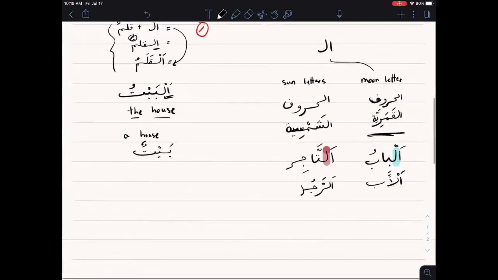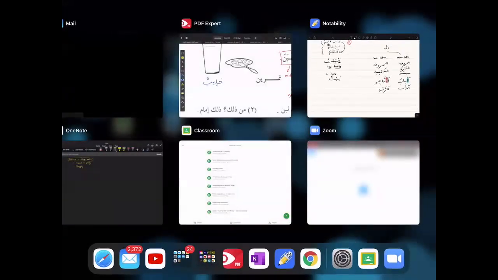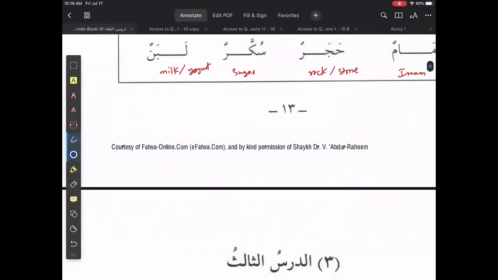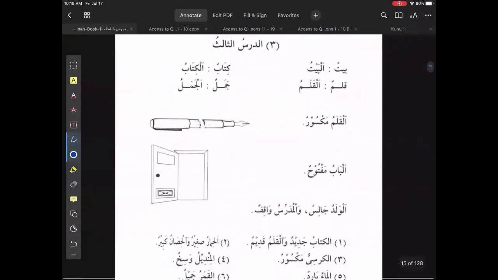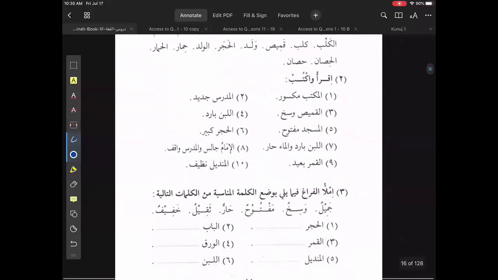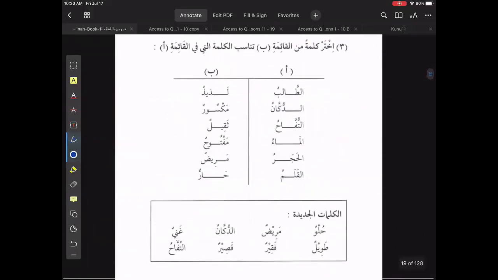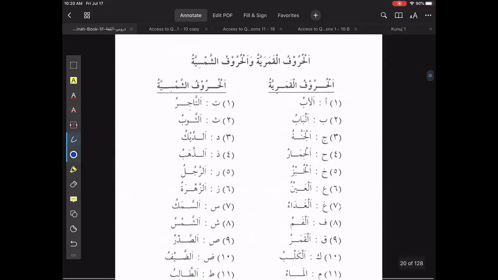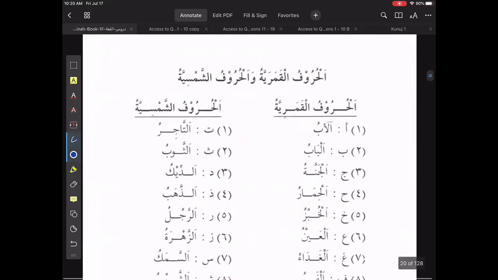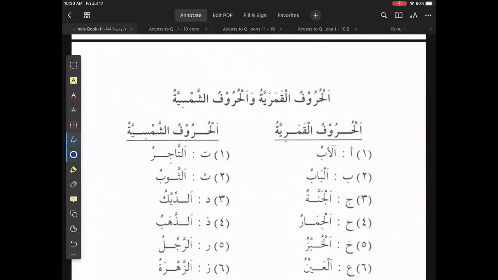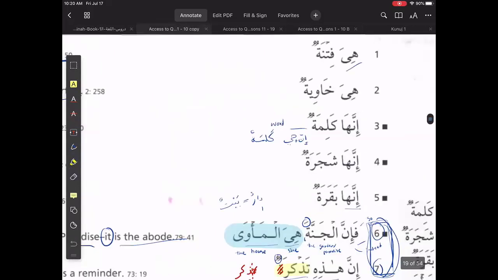So please go to the book. I'm just going to quickly show you the book, okay. We have a lot more to talk about in the definite, but I'll just show you what I mean. It's a long chapter here, okay? Here, huruful qamariya and huruful shamsiya, okay? Oopsie, not this one. Subhanallah, what am I doing?